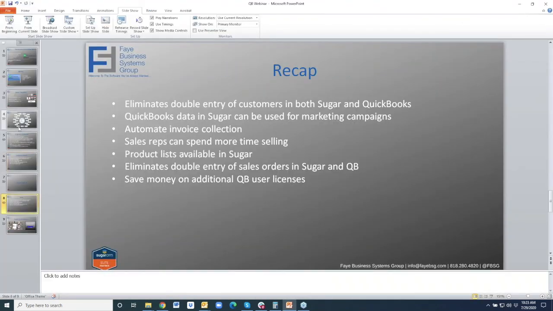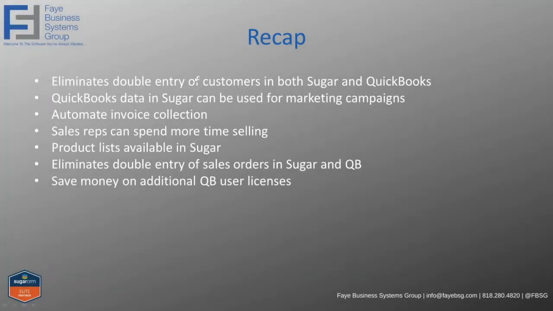I'll quickly recap. These are some of the main benefits. The double entry, it really helps with that. You can do a lot of automation pulling in from the QuickBooks data. You can eliminate double entry from QuickBooks, but also from Sugar as it relates to quotes and sales orders. And lastly, if you have your salespeople in QuickBooks, you could potentially also decrease the need for those licenses as well.